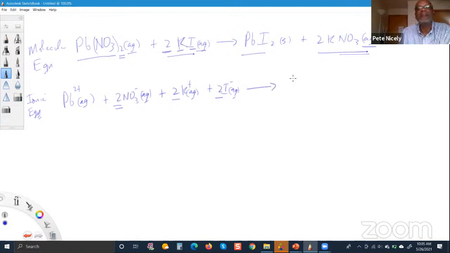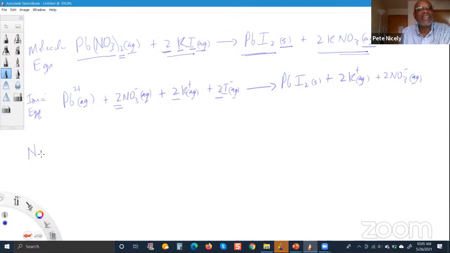And then on the product side, we have this ionic compound, which is in a solid state. So that will not dissociate, that will remain intact. PbI2, solid. And then in the case of the 2 potassium nitrates, that will dissociate to form 2K+ aqueous plus 2NO3- aqueous. All right? So that would be the ionic equation.